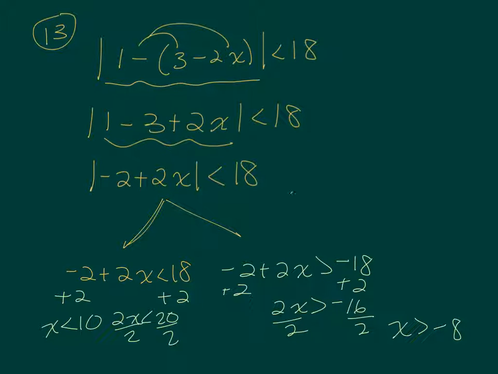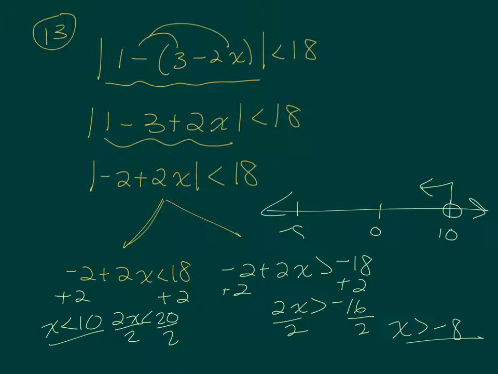If I go to graph that, plot my 0, plot my 10, from here, open circle to the left. Here we have a negative 8, open circle to the right, so it is a conjunction. So I have negative 8 is less than x, less than 10.